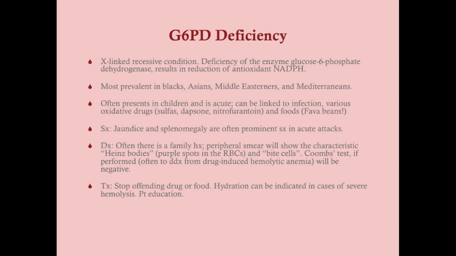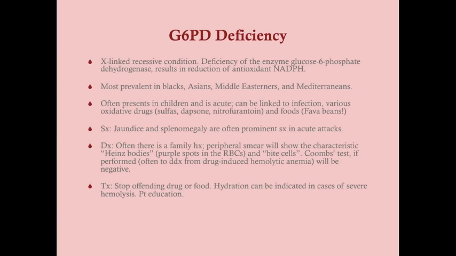And bite cells are red blood cells where they've gone through the spleen, and the spleen has said, oh, look at that ugly Heinz body. I'm going to take that out of the red blood cell, and it munches it right out. So literally a bite cell. If you were to do a Coombs test, it would be negative. And a lot of times, clinicians may do a Coombs test to differentiate this from drug-induced hemolytic anemia, because sulfa drugs can cause drug-induced hemolytic anemia. They can also cause G6PD deficiency. So there may be that confusion there. But with G6PD deficiency, you're going to have a family history. And you may have a repeated history without exposure to that drug.